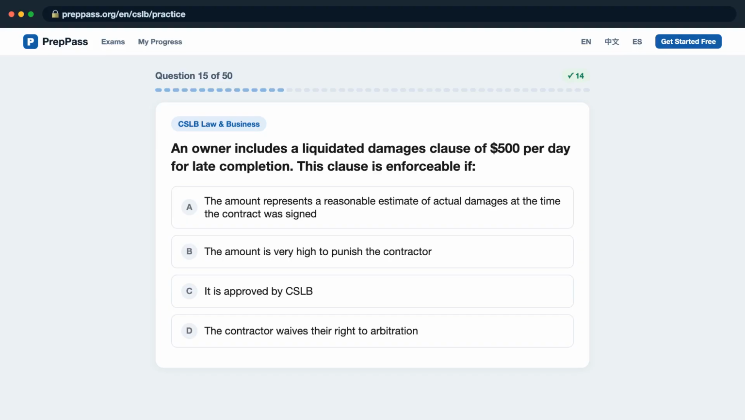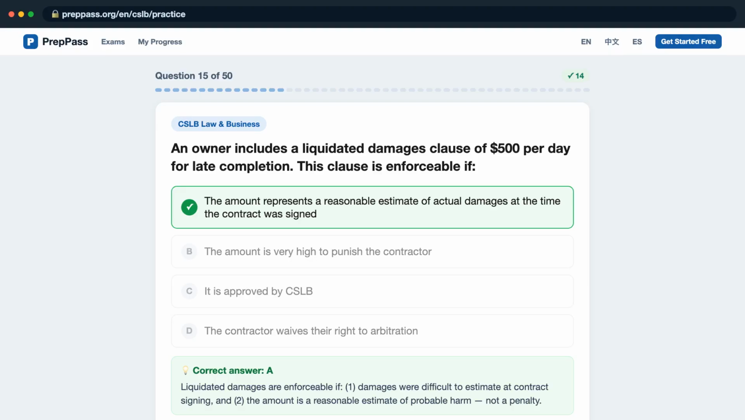Question 15. An owner includes a liquidated damages clause of $500 per day for late completion. This clause is enforceable if, is it A, the amount represents a reasonable estimate of actual damages at the time the contract was signed? B, the amount is very high to punish the contractor? C, it is approved by CSLB? D, the contractor waives their right to arbitration? The correct answer is A.